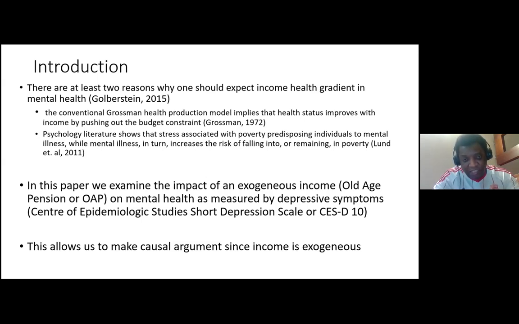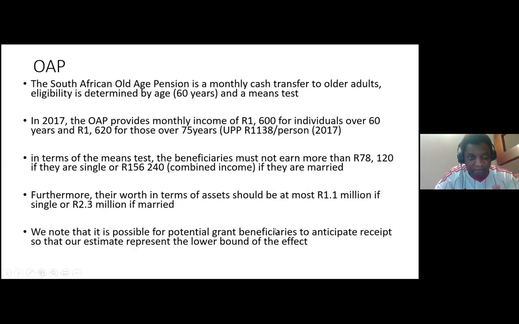So we are looking at how income affects health in such a way that we are not confounded by the relationship coming from the other side. The exogenous income is the old age pension, and mental health is measured by the CES-D 10 variable in the NIDS dataset. I will talk more about the dataset in a bit. So basically that allows us to make a causal argument between the two variables.